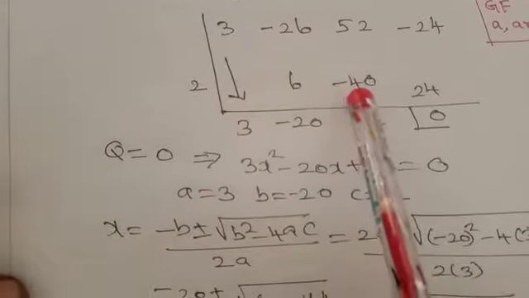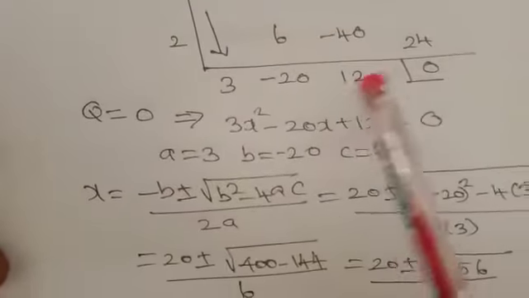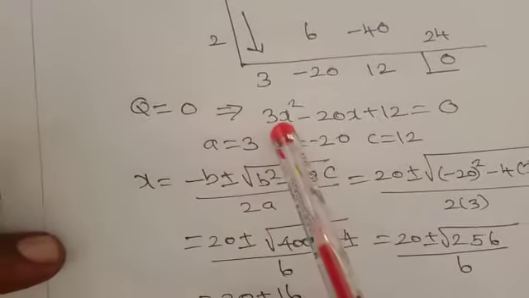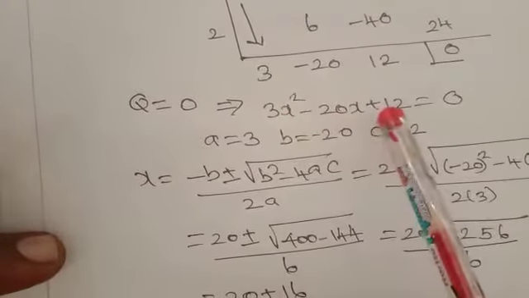Minus 20 into 2 minus 40, plus 12 you are getting 12. 12 into 2 is 24, equal to 0. So it's a factor. Now q is equal to 0. What is q? 3x square minus 20x plus 12 equal to 0.